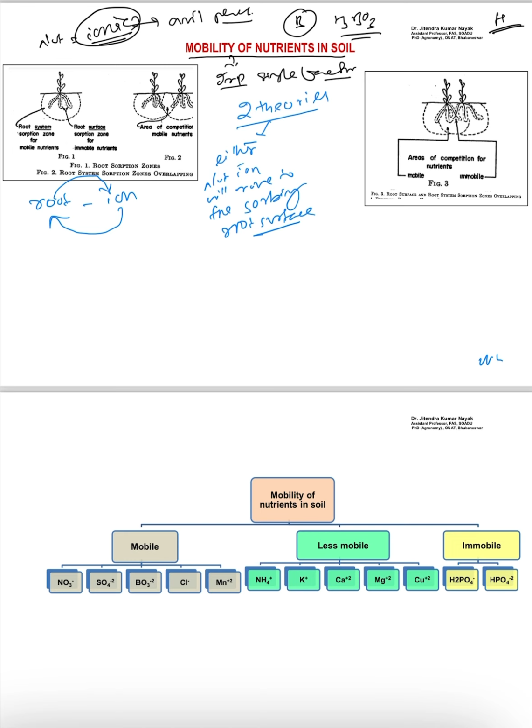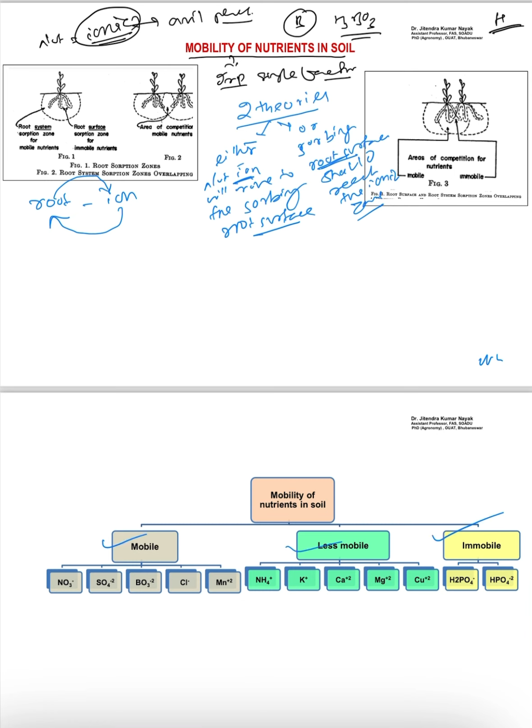So there are two theories: either the nutrient ion will move to the absorbing root surface, or the root surface should reach the ionic zone or nutrient zone. So either there is movement of ion, or movement of the root surface. This is the concept.